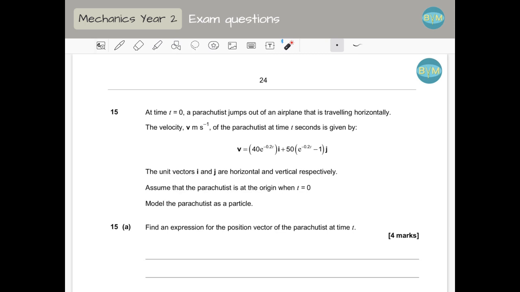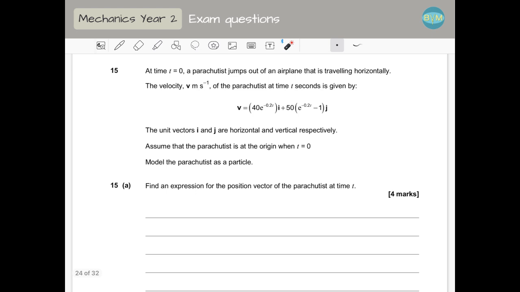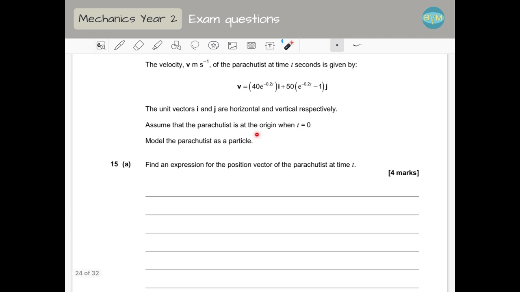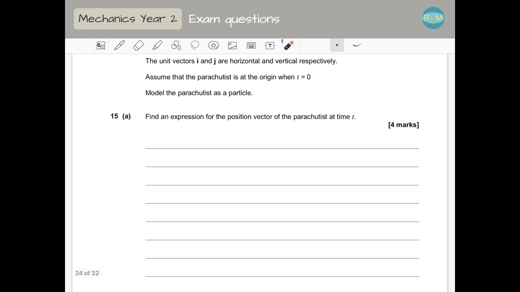Hello, this is question 15 on your AQA sample paper 2. At time t = 0, a parachutist jumps out of an airplane that is traveling horizontally, and the velocity v is given by this vector. The unit vectors i and j are horizontal and vertical, and assume that the parachutist is at the origin when t is 0. Model the parachutist as a particle. We have to find an expression for the position vector at time t.